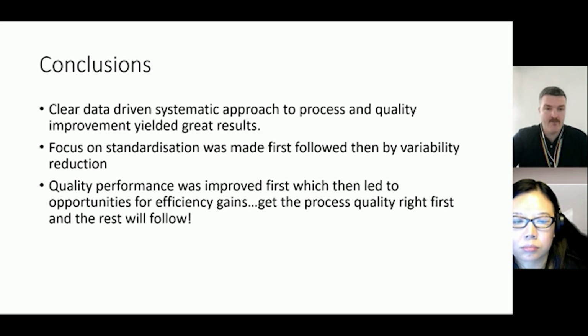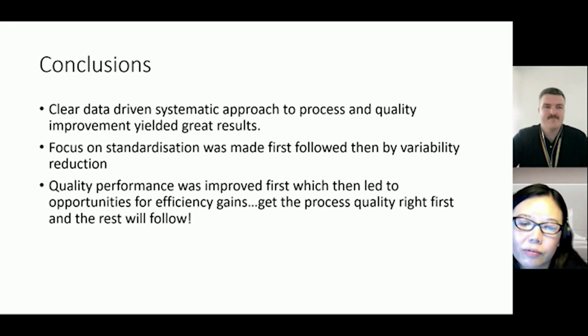We nailed our quality performance first, made sure everything's doing what it should, and then we've got the efficiency gains after that. So I think it's been a very worthwhile exercise. It's taken time, but it's been very worthwhile. Exactly, and improving the process means you become more efficient, and that means you can get more from your process.